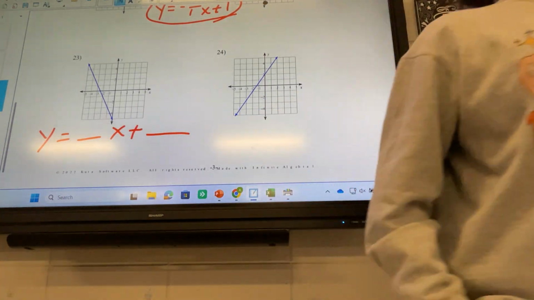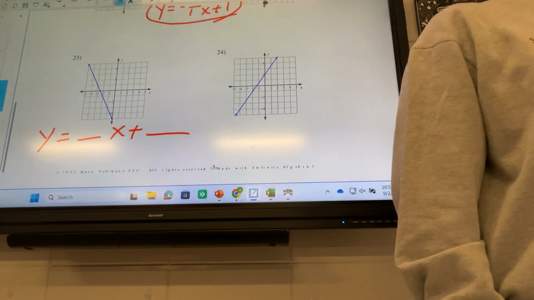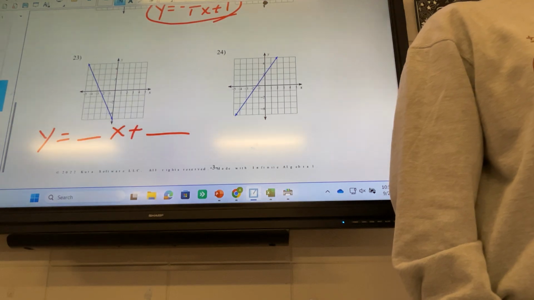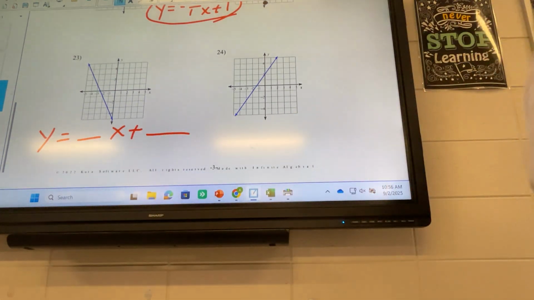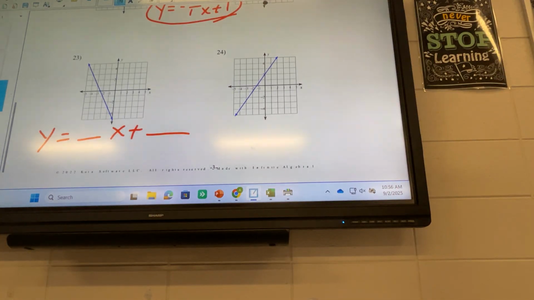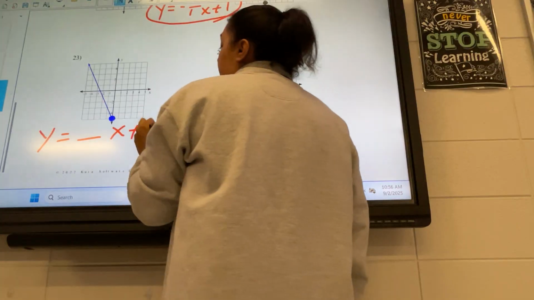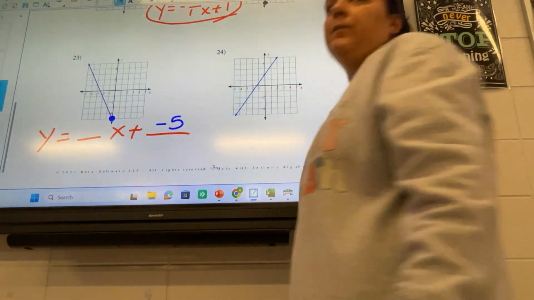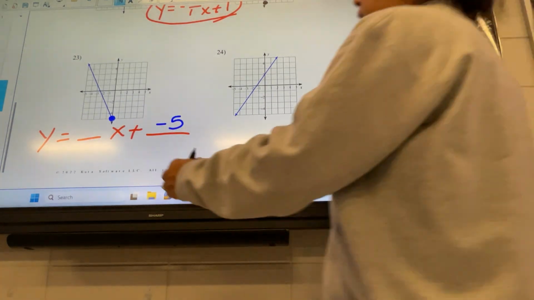Okay, so where is that crossing the Y line? Look at your picture. Where is it crossing your Y line at? Find the Y on your picture, and we say, okay, well, it's crossing right here. That's at -5, so we're going to put a -5 there. Then we say, is this picture positive or negative? It is a negative picture, so we're going to put a minus sign here.